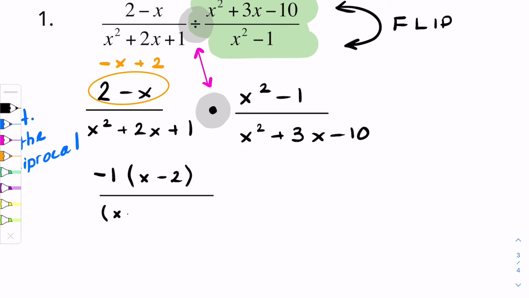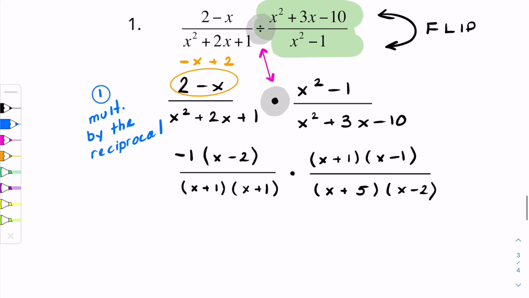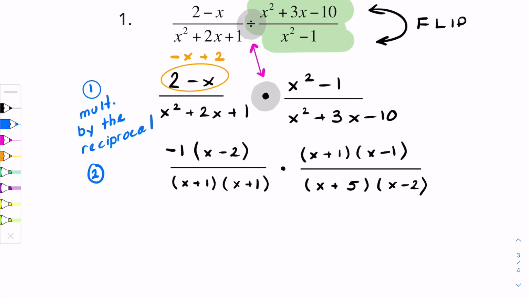My first denominator factors to x plus 1 times x plus 1. Multiply by the second numerator, which factors to x plus 1 times x minus 1. And the last denominator factors to x plus 5 times x minus 2. This is the second step listed above, and the second step says to factor.